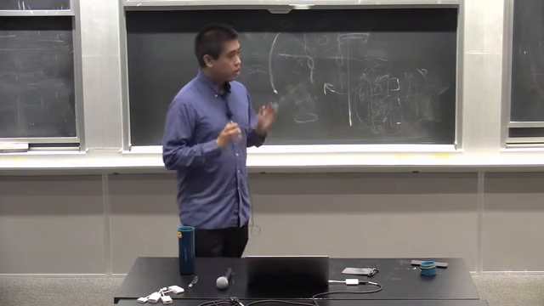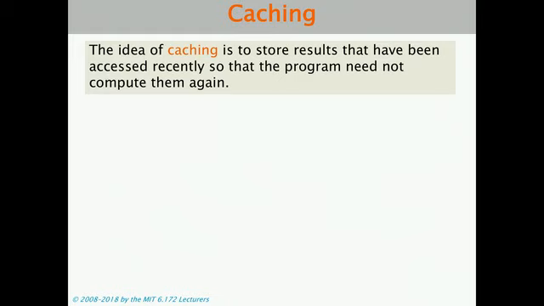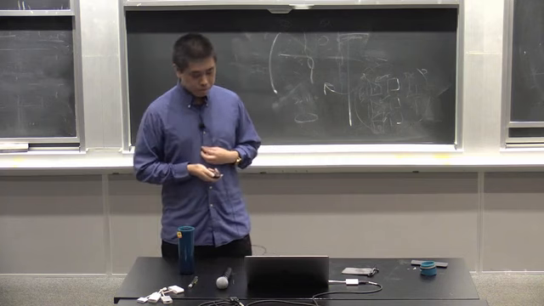OK, so let's look at the next optimization. We've already gone through a couple of mini lectures already, so congratulations to all of you who are still here. The next optimization is caching. The idea of caching is to store results that have been accessed recently so that you don't need to compute them again in the program.